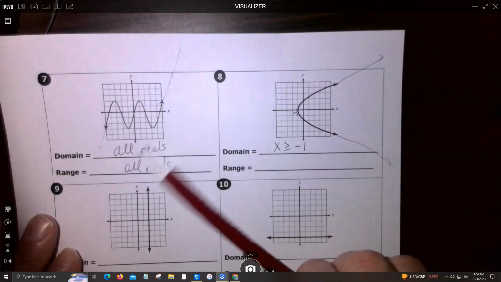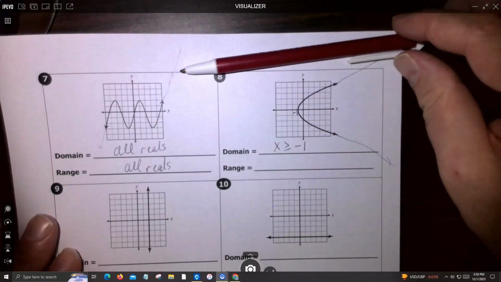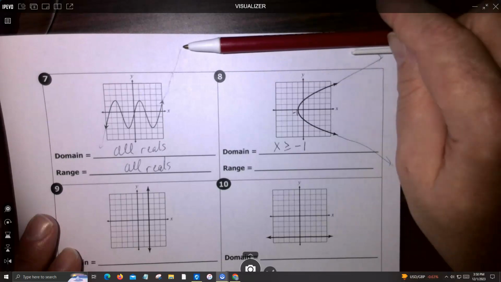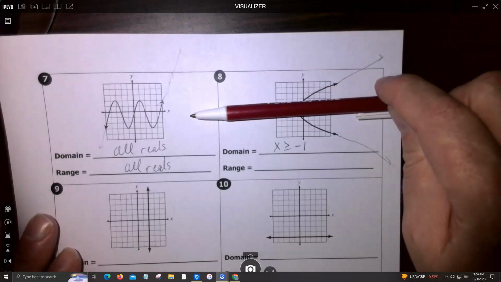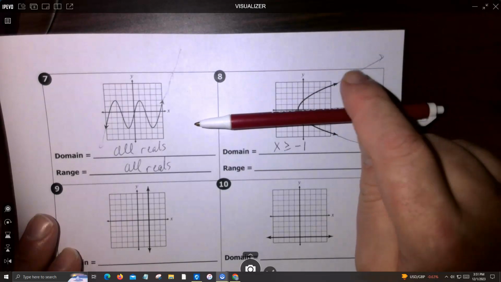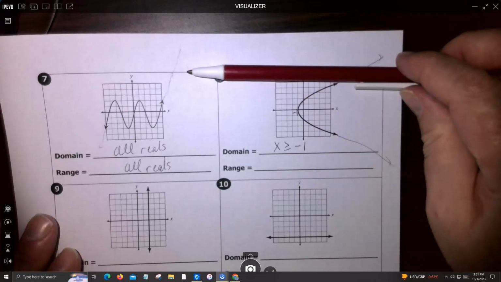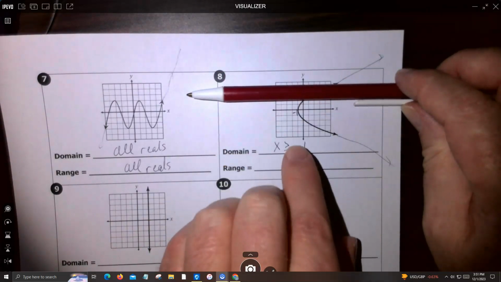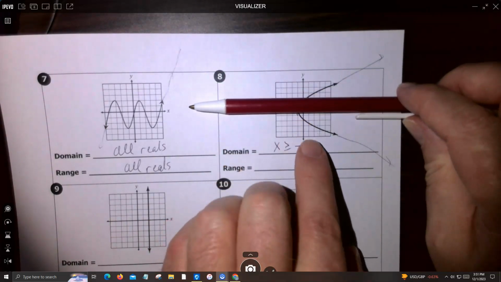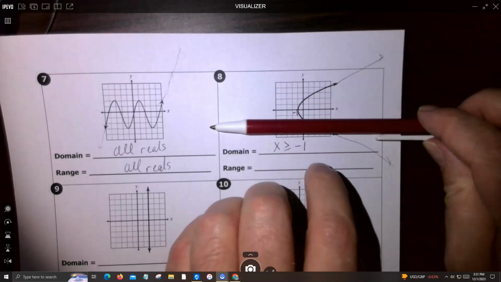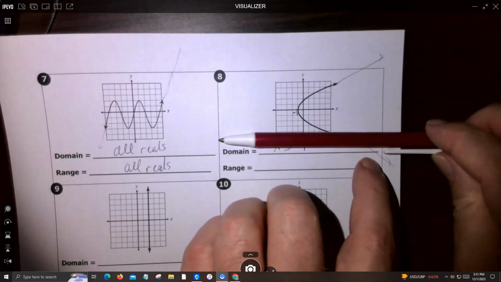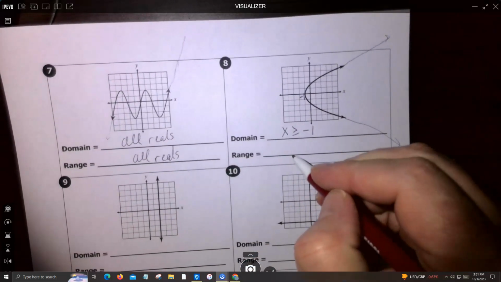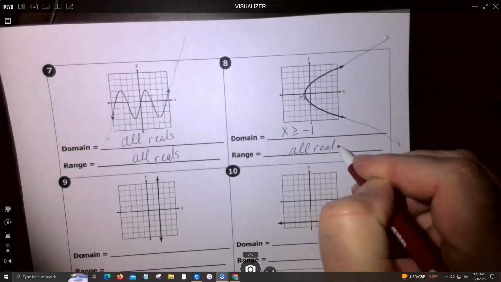Okay, the range. Now the range, again, if I'm sliding this all the way up here, this line is still hitting my pen. You can see as I'm sliding, it's hitting my pen in different spots. Here it's hitting there. Now it's hitting over here. Now it's hitting over there. Now it's hitting here. So it's sliding up and down my pen, but it's still hitting. So this would be all reals.